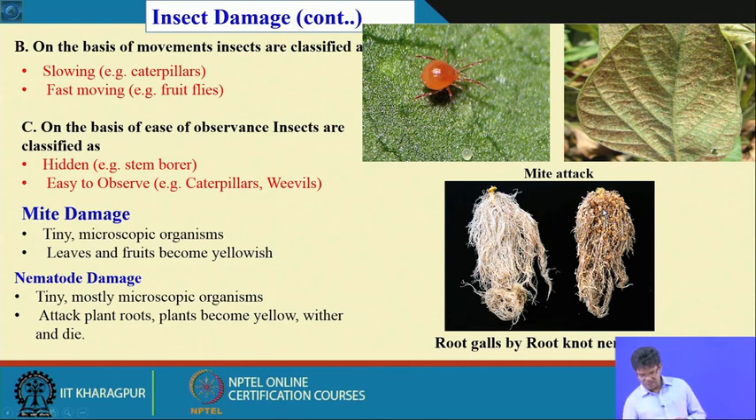Due to the nematode attack, sometimes in rice the roots develop swellings, along with the growth of the nematode there. In this case also the plant wilts and dies. So, these are some of the symptoms you have seen due to insects, and most of the severe damage is caused by insect pests.